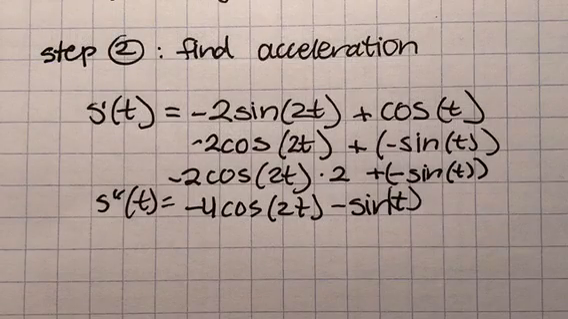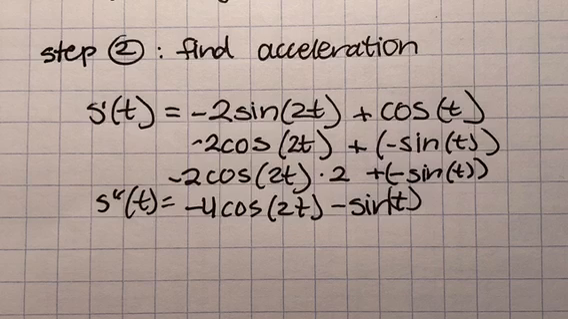Step 2 is finding the acceleration, which is the second derivative. So you take the first derivative, s prime of t equals negative 2 sine 2t plus cosine t. Find the derivative of that using the chain rule as well. So it's easiest to work from left to right, so you have the negative 2 sine 2t. The derivative of that is going to be negative 2 cosine, the outside function, times the original, which is the 2t, times the derivative of the inside function of 2t, which is 2. So if you look down at the bottom, that gives you negative 4 cosine 2t.